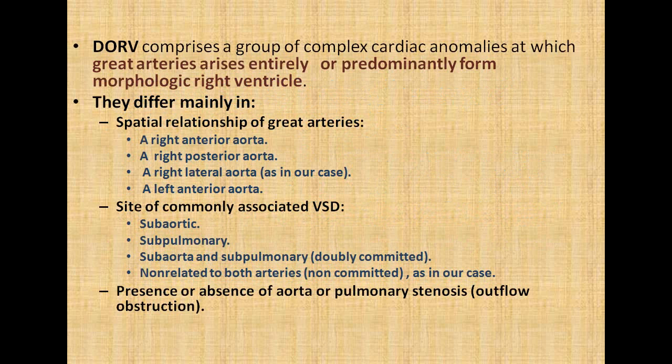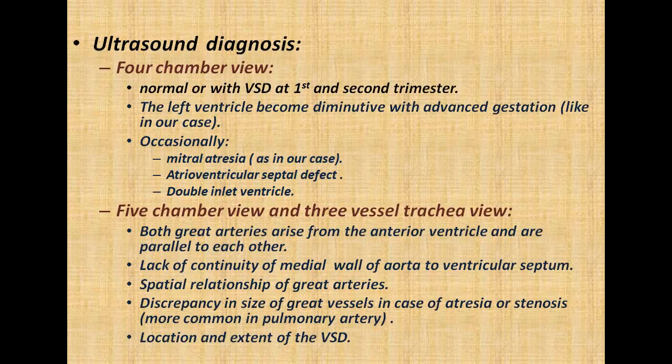Double outlet right ventricle comprises a group of complex cardiac anomalies in which great arteries entirely or predominantly arise from the morphologic right ventricle. They differ mainly in spatial relationship of great arteries and site of commonly associated VSD, and the presence or absence of aortic or pulmonary stenosis.